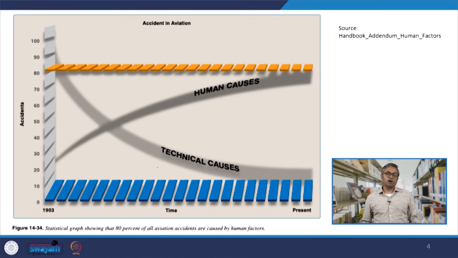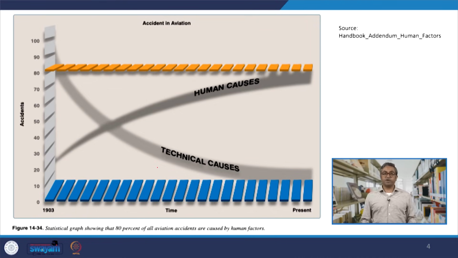What we see here on this cartoon is that the human cause of aviation failure, or the error in aviation, is inversely proportional to its technical causes. As the human error increases, technical difficulties and challenges are a little less in nature. So, these two parameters are inversely proportional to each other, and as you can see on your graph, the y-axis shows the number of accidents. The increase in the number of accidents is due to human error.